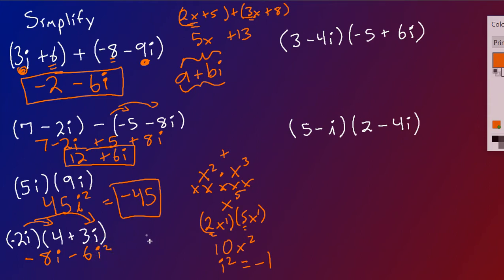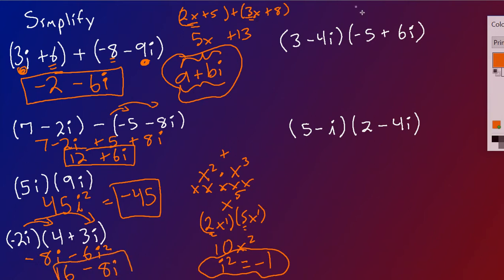And again, what is i squared? i squared is negative 1. So this is negative 1 right here. So what's this change the 6 to? Negative 6 becomes 6. I'll write that first because I want to keep this form right here. So I get minus 8i right here. Copy that down. So that's that simplified.